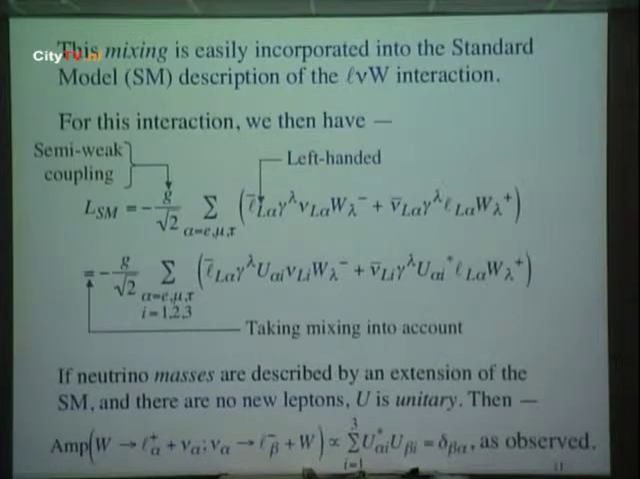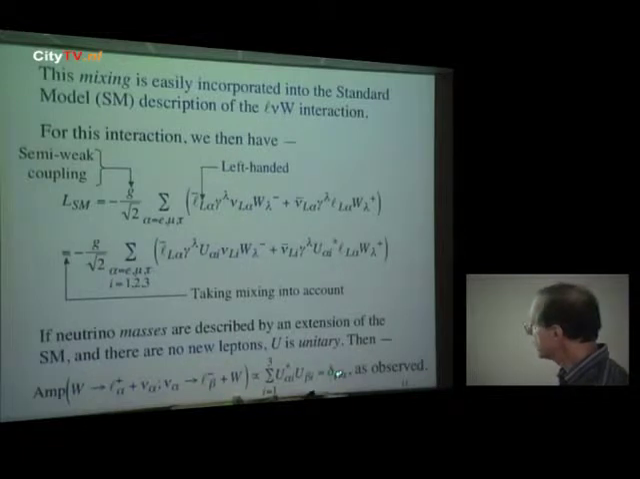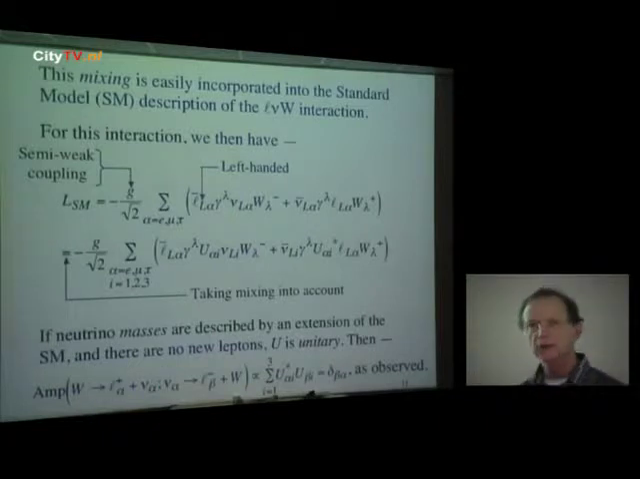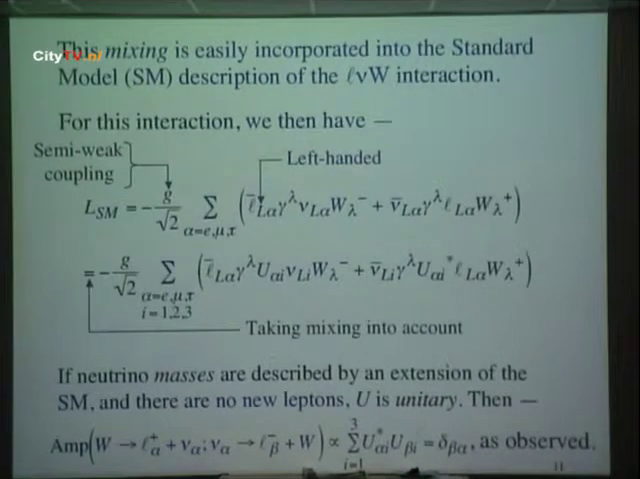If the standard model describes neutrino masses by its most straightforward extension, and if there are no new leptons, then the mixing matrix is unitary. I won't prove that, but it's true. Then this piece of arithmetic follows, and in correspondence with what we seem to see experimentally, if a neutrino is born with a charged lepton of one flavor and it quickly, without propagating, makes another charged lepton, that charged lepton has to have the same flavor as the one with which the neutrino was born.